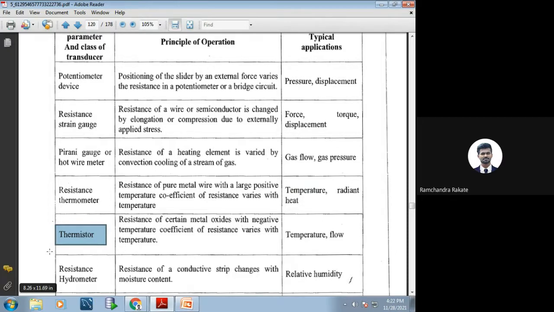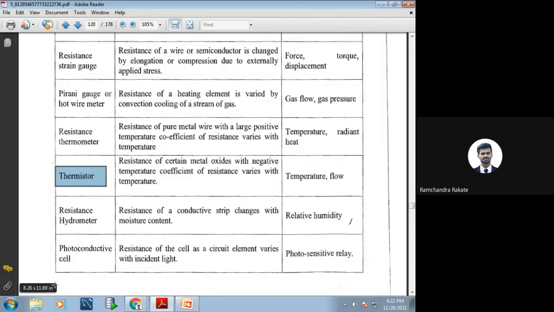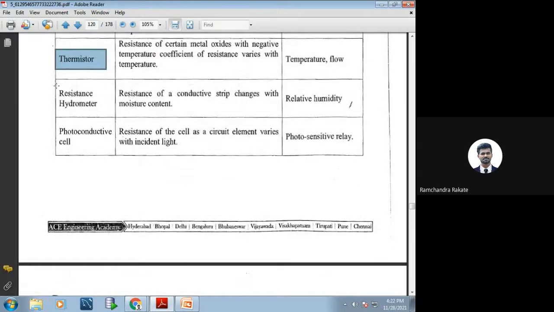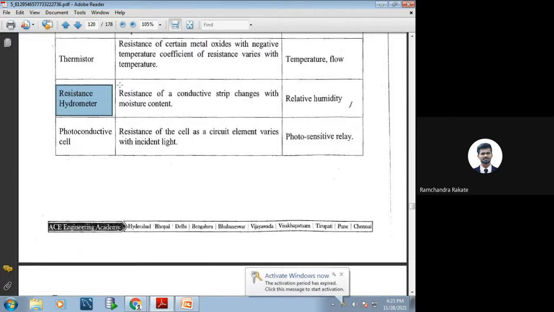Apart from that, we have the resistance hygrometer, correct? So the resistance of a conductive strip changes with the moisture content. So for humidity measurement we use the hygrometer.